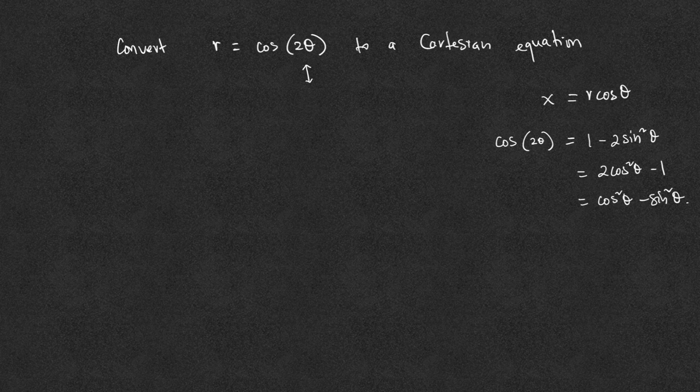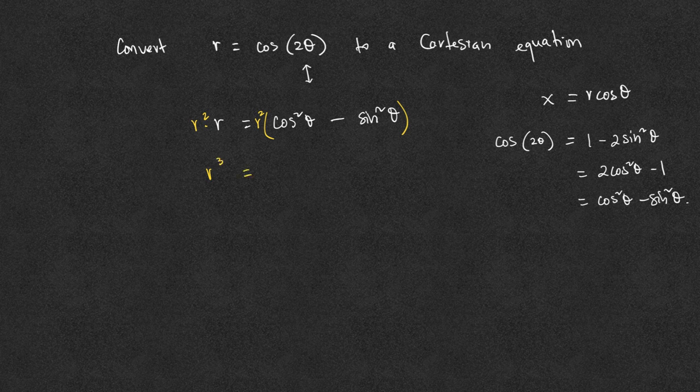If we use cosine squared theta minus sine squared theta, then we have r equals cosine squared theta minus sine squared theta. And we recognize that if we convert this into rectangular, we would need to have r cosine theta. But there are two factors of cosine theta, so we would need to multiply the left and the right hand side by r squared, not just r, so that we have on the left hand side r cubed.